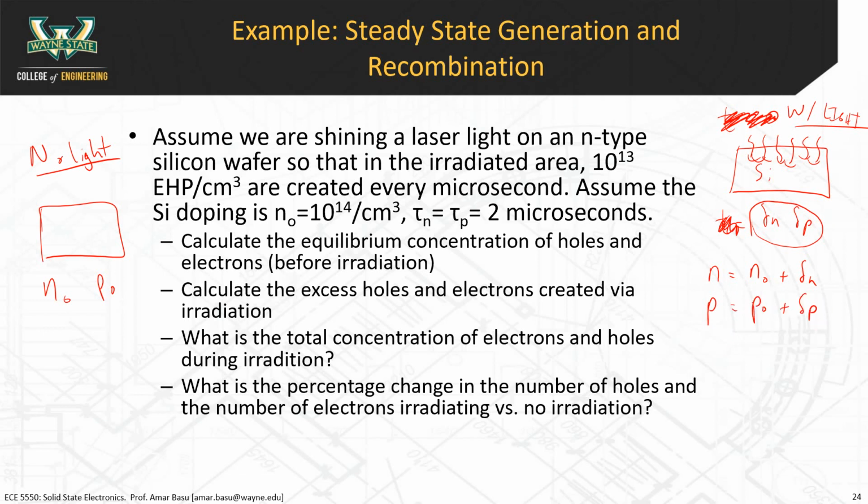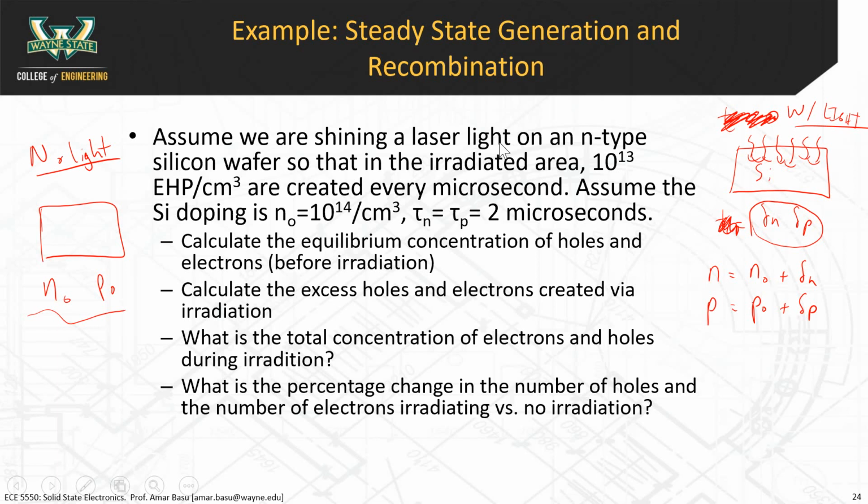These are the equilibrium values that were there before the light, and they also exist after the light. When you add the light, you're generating excess electrons and excess holes, so the total n is equal to the initial, equilibrium amount plus the excess amount. And the same goes for the holes. So you're asked to calculate the excess hole concentration created by irradiation, then the total concentration after irradiation, and the percentage change. We'll just go through this calculation real quick.